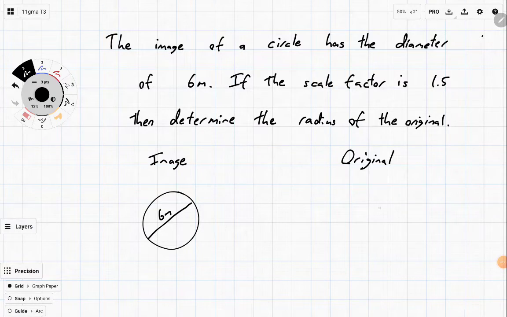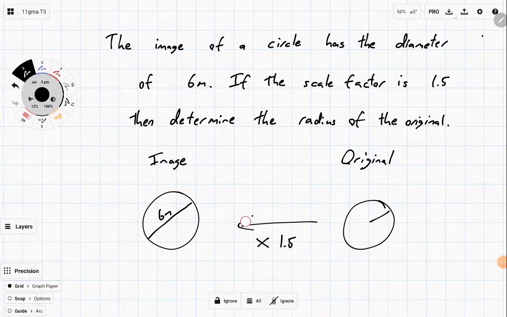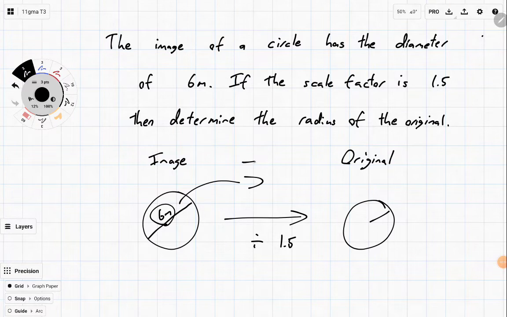what is the radius? But remember what we said. To get from the original to the image, we multiply by k. In this case, we'd multiply by 1.5. But we actually don't know the original, so we want to go backwards. To go backwards, we change the times to divide. And when we divide 6 meters by 1.5, we get 4 meters. Okay?